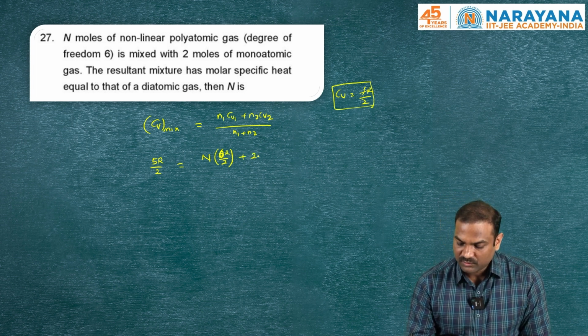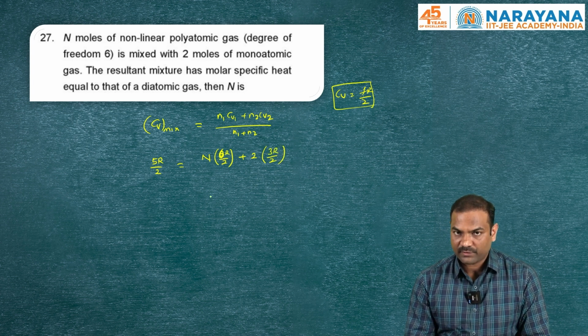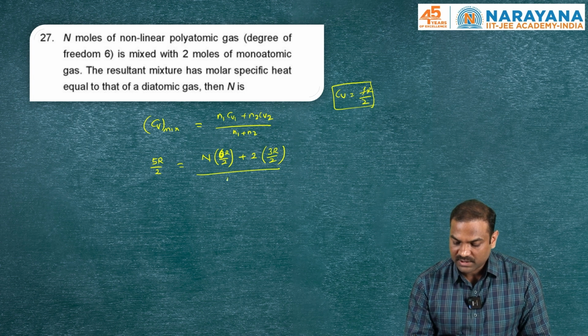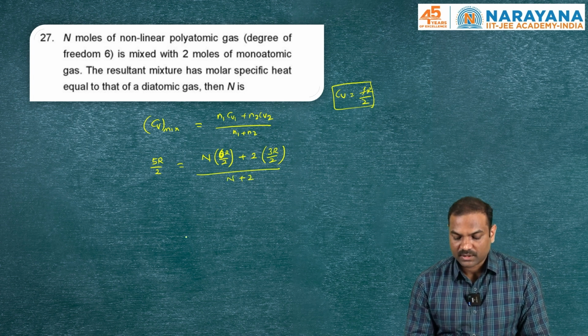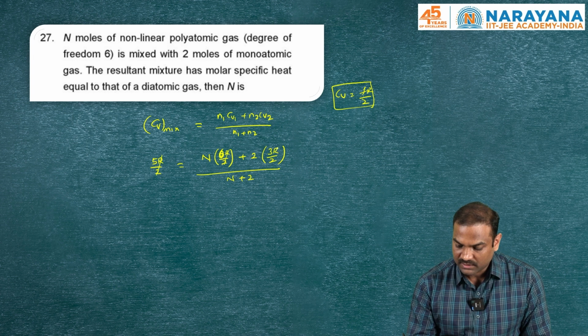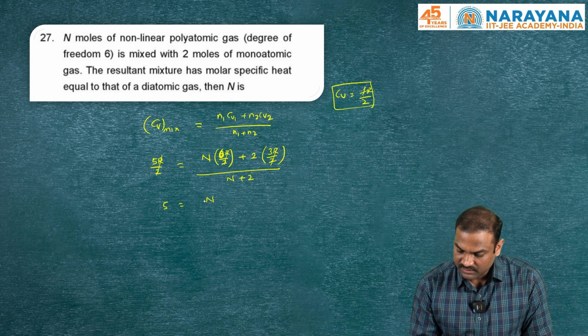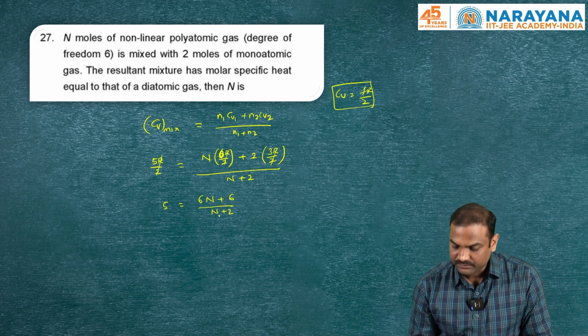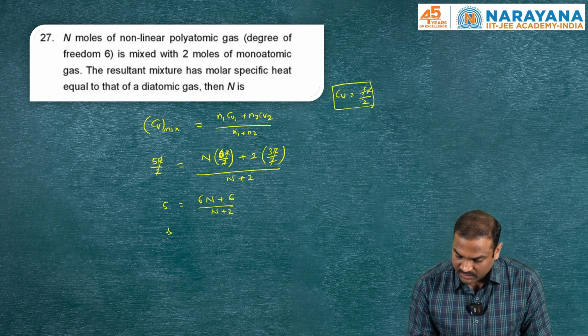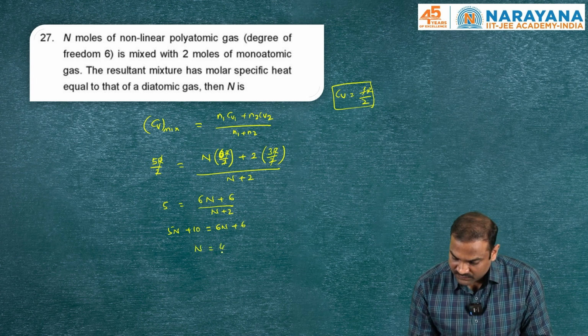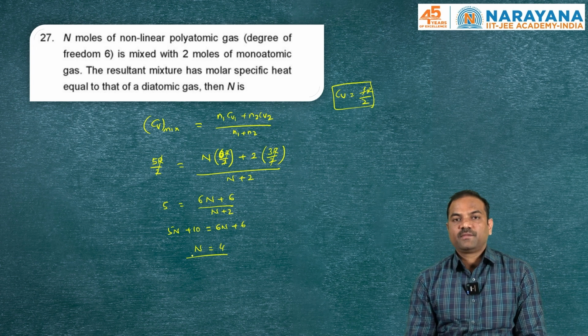Plus N2, 2 moles as given, monoatomic, so it should be 3R by 2, since monoatomic has 3 degrees of freedom, all divided by N1 plus N2, which is N plus 2. Then in all terms R by 2 will cancel out. So 5 is equal to (6N plus 6) by (N plus 2). Then 5N plus 10 is equal to 6N plus 6. Then the N value is 4. So the required answer will be 4.